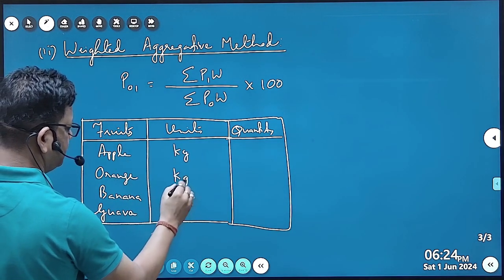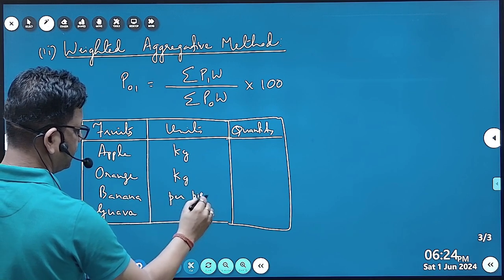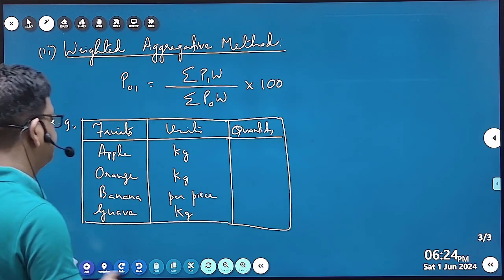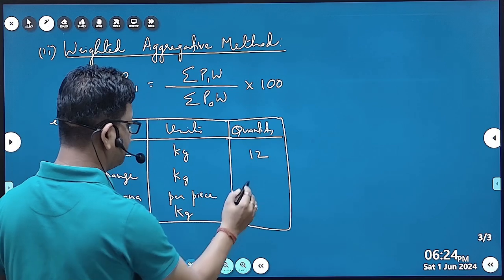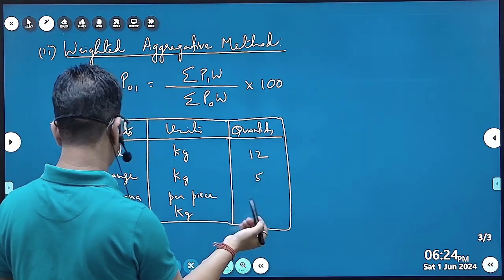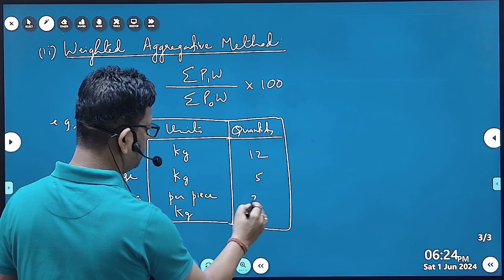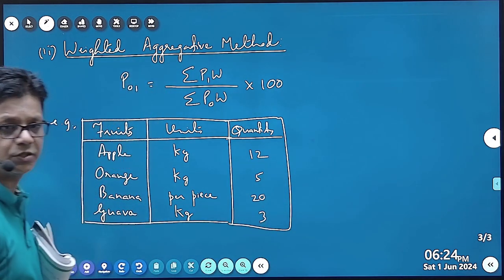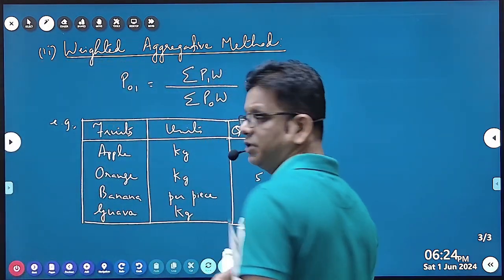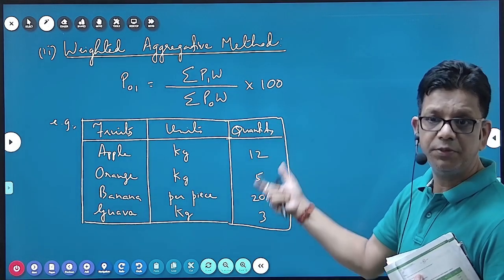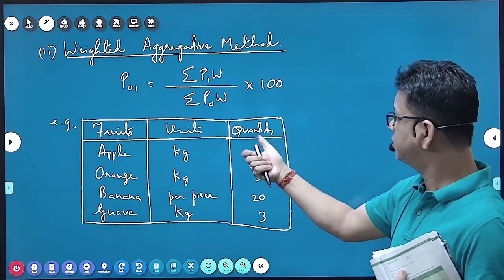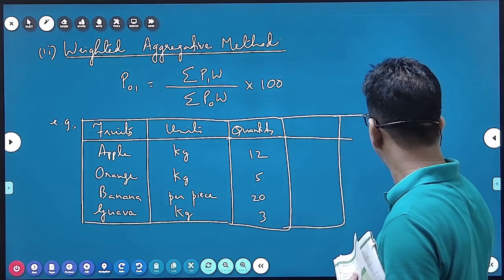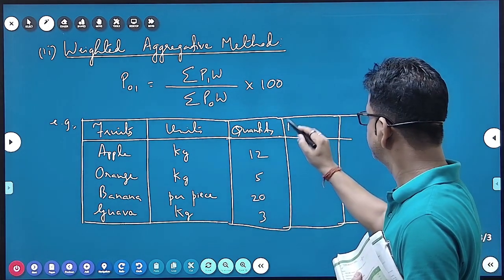This is also per kg, per piece. It might be again kg, right? Now the quantity: suppose here 12 kg are bought, here suppose 5 kg, here suppose 20 pieces are bought. Suppose here 3 kgs are bought. Now this is quantity. Now the question is not completed. We got W. So quantity means how many times. Now we should have P0 and P1 in the question. P0 will be base price.